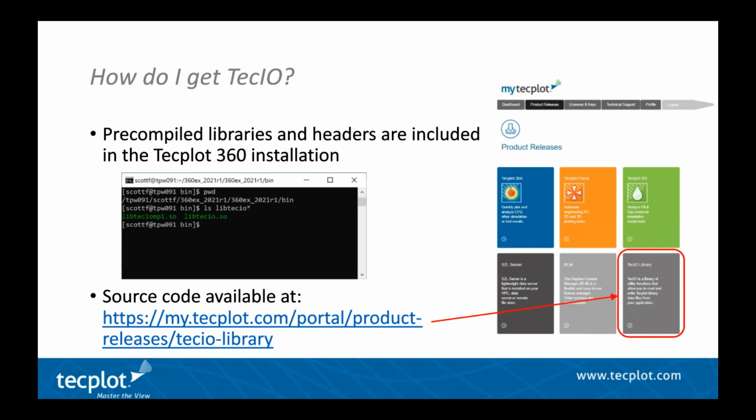And that's going to give you a package that has the source code so you can compile it yourself. Jumping back up to the first bullet here, we do supply pre-compiled libraries, and there are headers included in the Tecplot 360 installation. The pre-compiled libraries, they're shared libraries, and they're in the bin directory underneath the Tecplot 360 installation. The include files are in the include directory directly under the Tecplot 360 installation. If you need static libraries, you may need to compile, and we'll get to that in a minute.